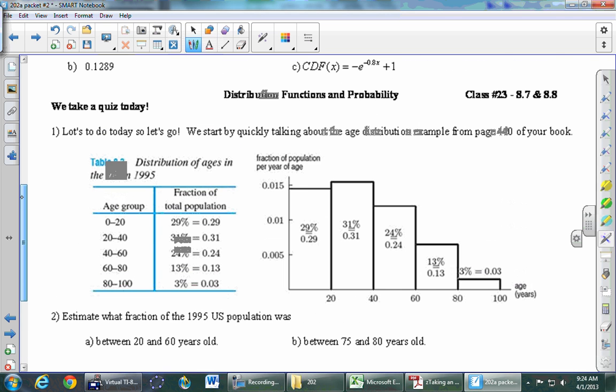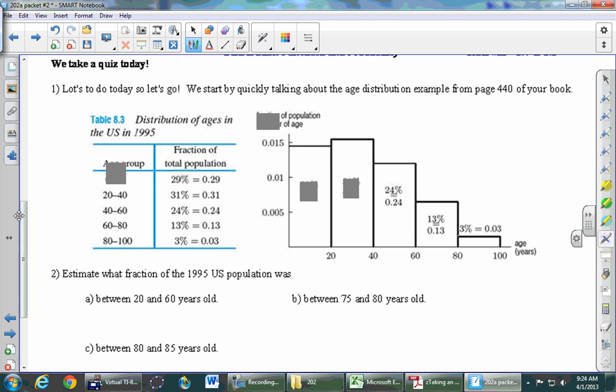All right, let's take a look at number 51, which involves an age distribution example. I just copied this chart from your book. Let's analyze the chart and see what's happening here. This chart gives the distribution of ages in the US in 1995. If you look at the age group 0 to 20, 29% of the entire US population fit inside of that age group. 20 to 40, that was 31%, 40 to 60 is 24%, 60 to 80 is 13%, 80 to 100 is 3%.